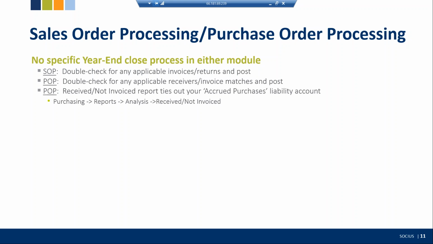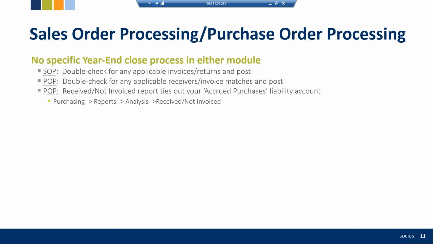And then one other thing I wanted to mention about the purchase order module is that there is a report inside of the purchase order module called the Received Not Invoiced Report. That report actually allows you to tie out your accrued purchases liability account. So as you're considering your year-end process, it's probably a good idea, once everything has been posted, that you print that report.